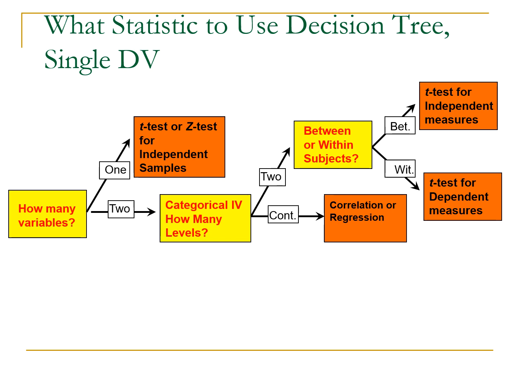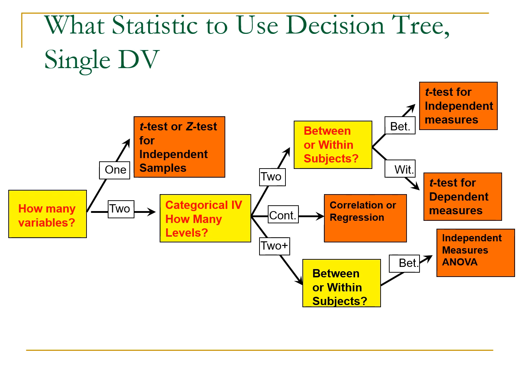We're now going to add to that, as we actually are going to ask the question, if we have more than two variables or our categorical variable has more than two levels, what do we do? So again, if we have a categorical IV with 3 or more levels, we're going to ask that between or within-subjects question. And if it's between, we're going to be using the independent measures ANOVA, which is what we're going to discuss now.